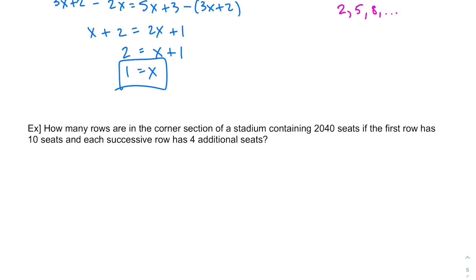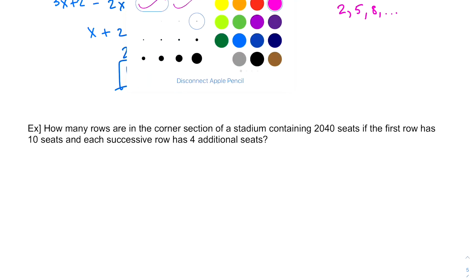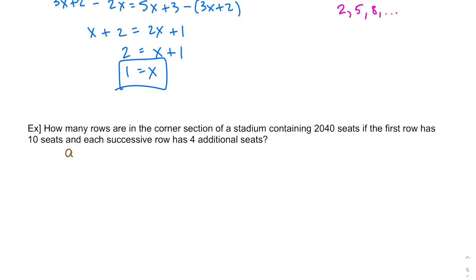So in order to answer this question, we're going to have to combine a couple of formulas that we've already looked at. We're going to need the formula for the nth term of an arithmetic sequence. This will tell us how many seats are in a single row of the section. We'll also need the formula for the sum. So I'm going to write these down so we can use them to answer this question.